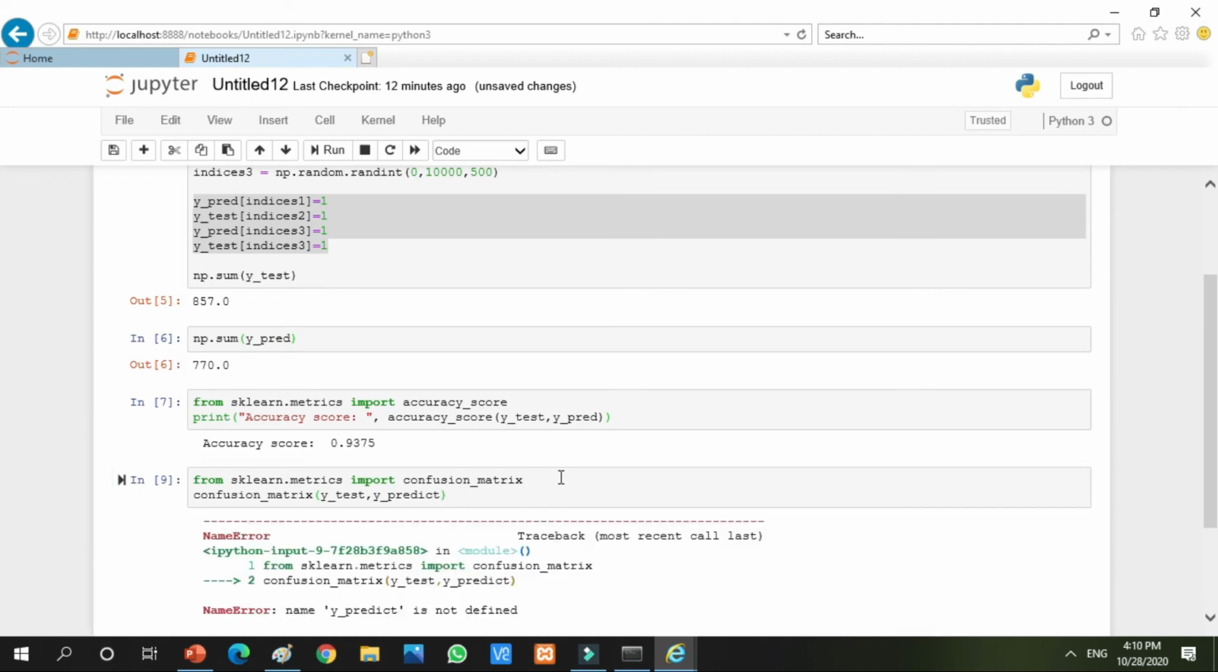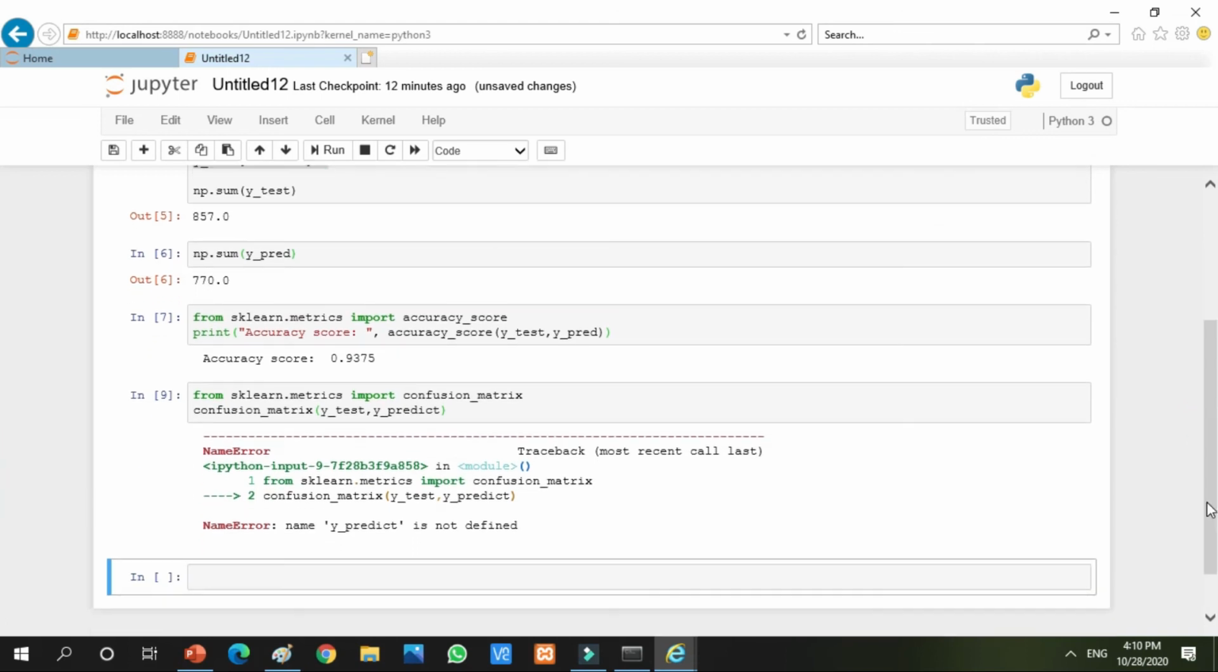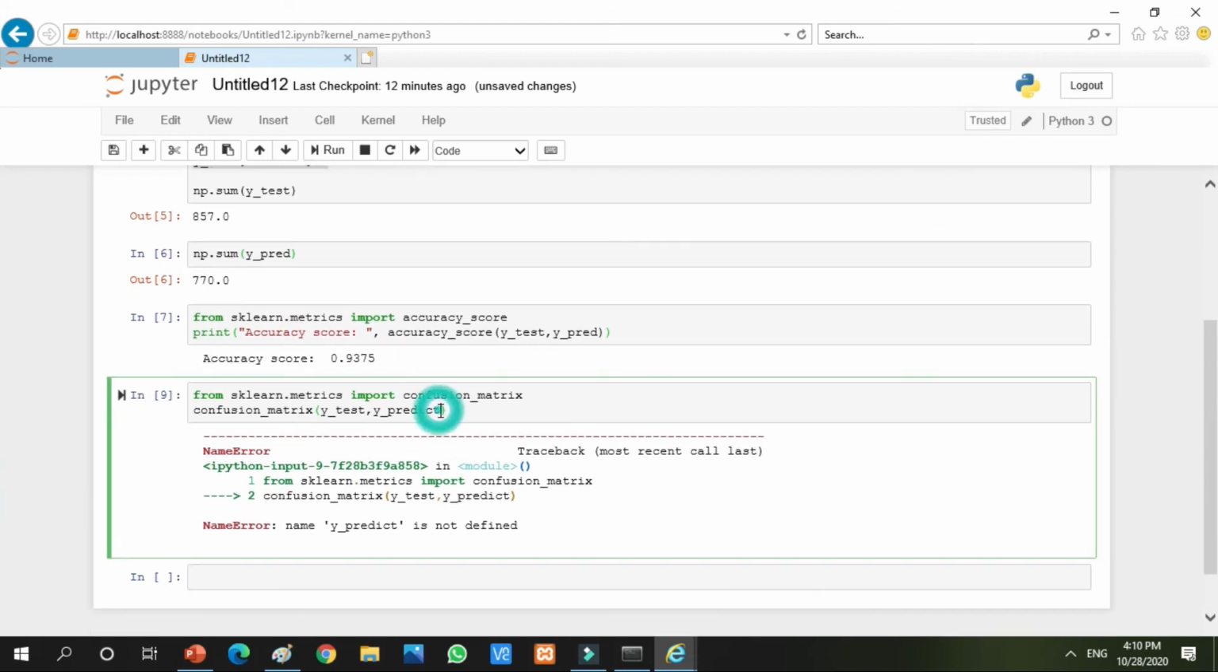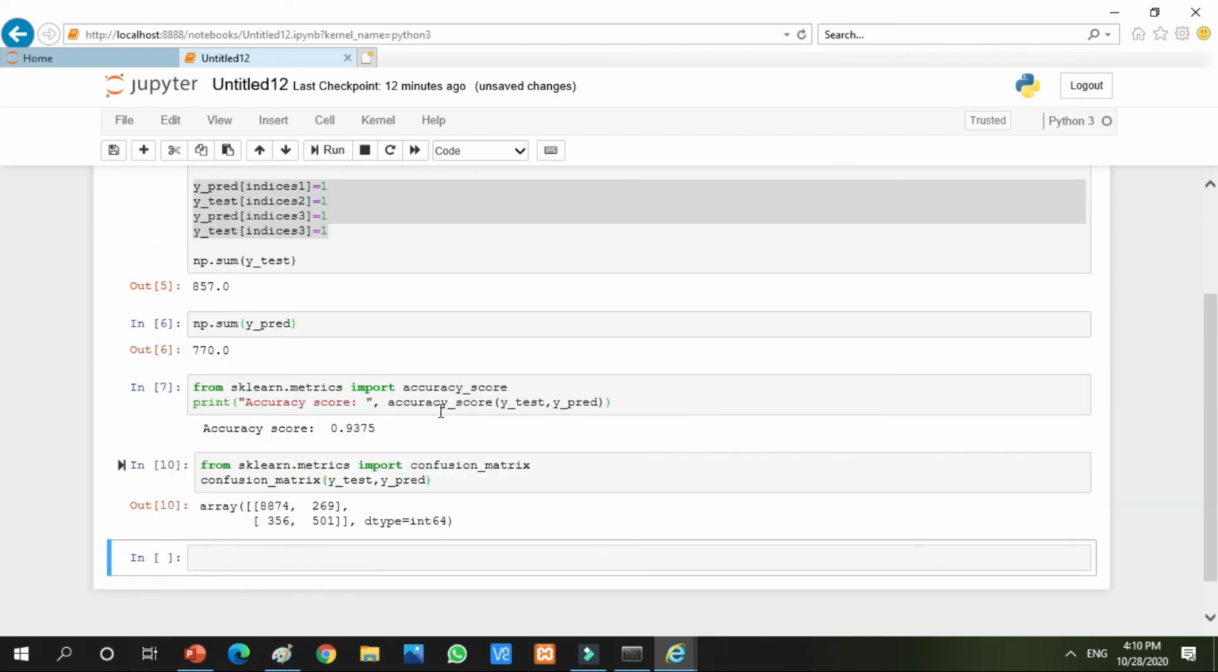It is saying something. Let us see. It is saying there is no variable y predict. So we have written PRED as the spelling of predict. I am running it again. Now you can see the confusion matrix in front of us. We have seen the confusion matrix.